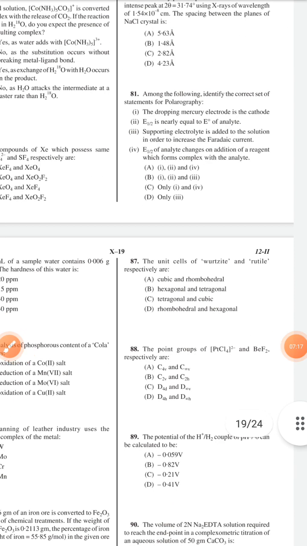Now let's see 81. Among the following, identify the correct set of statements for polarography. Here the correct option is option A. 1, 2 and 4, these 3 statements are correct.